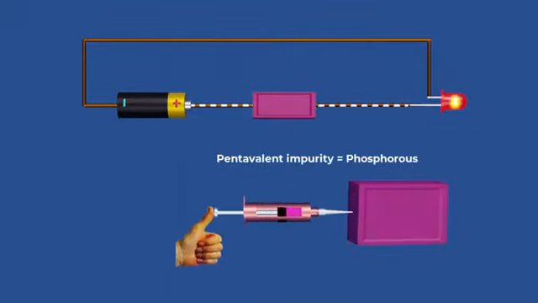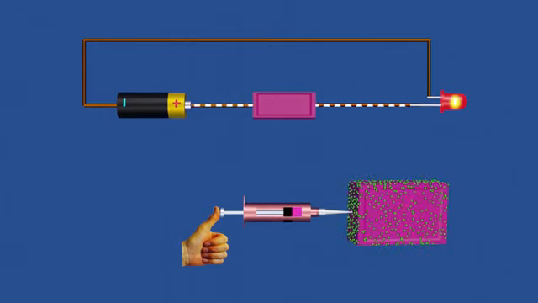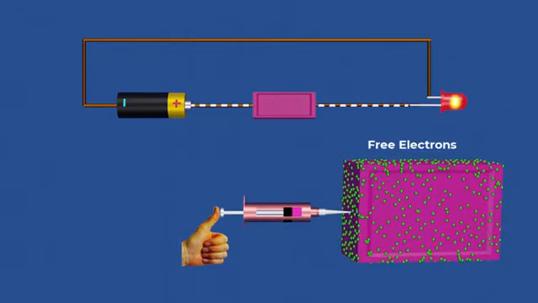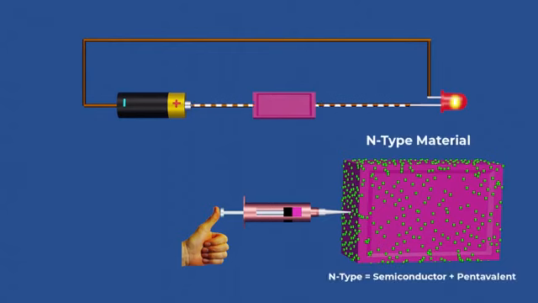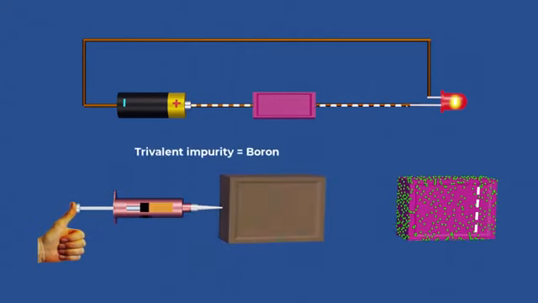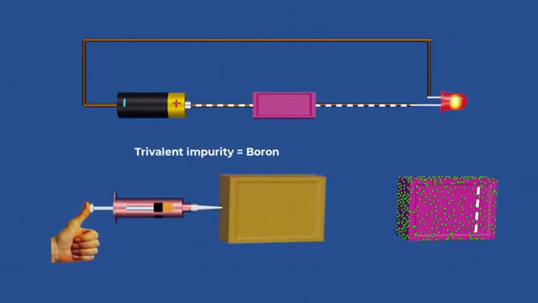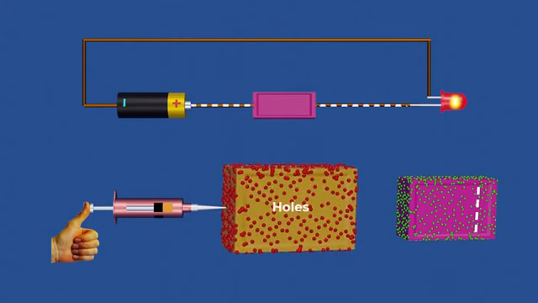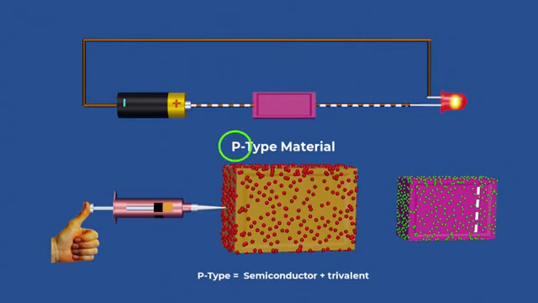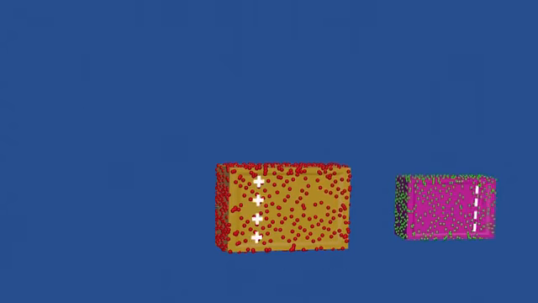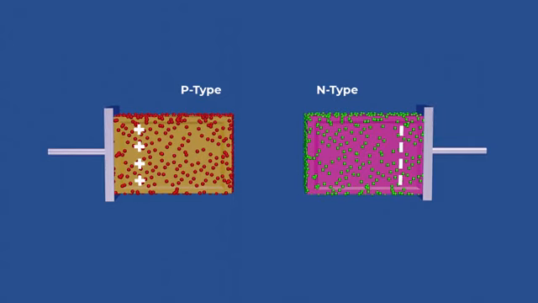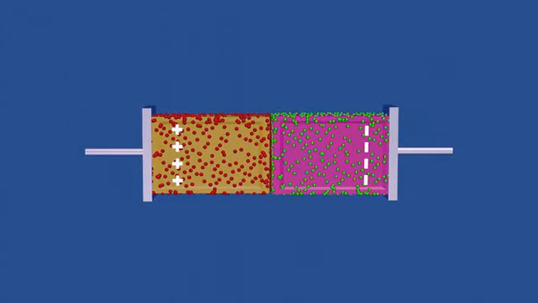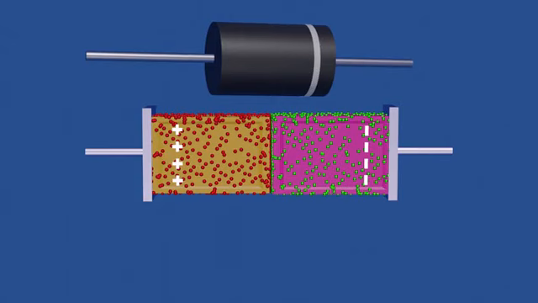Adding a pentavalent impurity, like phosphorus, introduces free electrons into the semiconductor, creating an N-type material, where N stands for negative charge carriers. Conversely, adding a trivalent impurity, such as boron, creates vacancies, called holes, resulting in a P-type material, where P stands for positive charge carriers. When P-type and N-type materials are joined together, they form a p-n junction or diode.